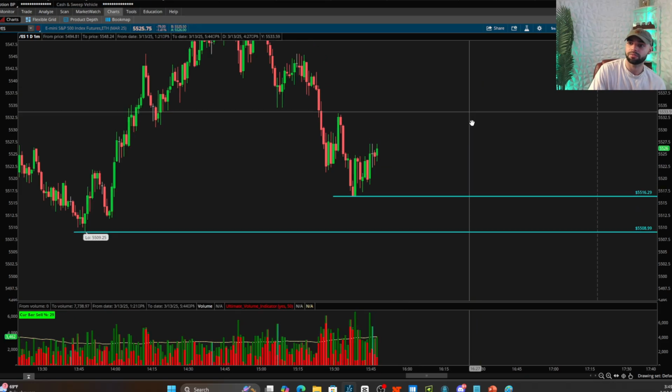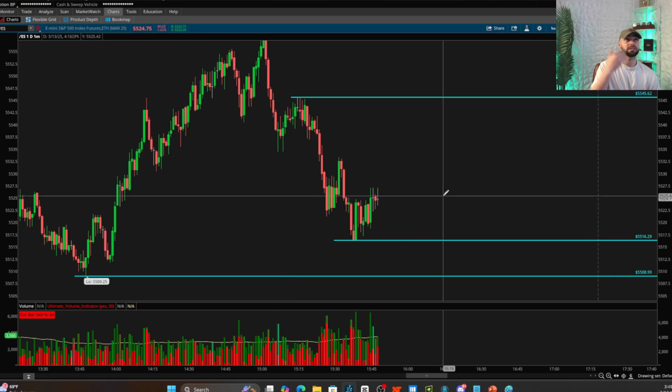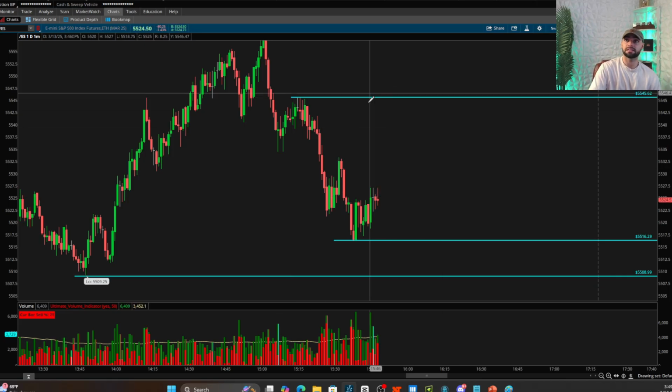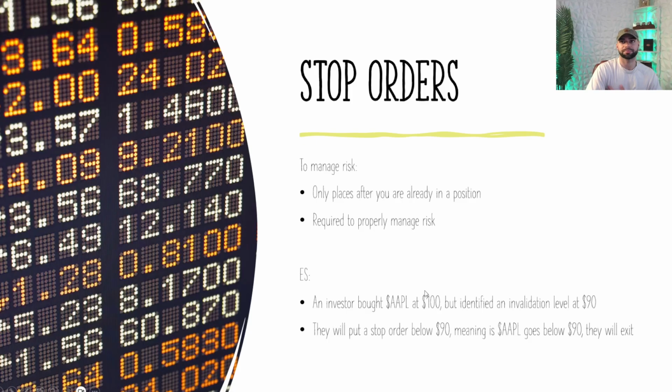And let's say I want to take profits. Let's say up here is where I want to take profits. I'll put a take profit order, a limit order, there, and if price hits this, it'll fill me and I'll get out of the position. Same thing. So these are the orders to control your risk and control your take profits.